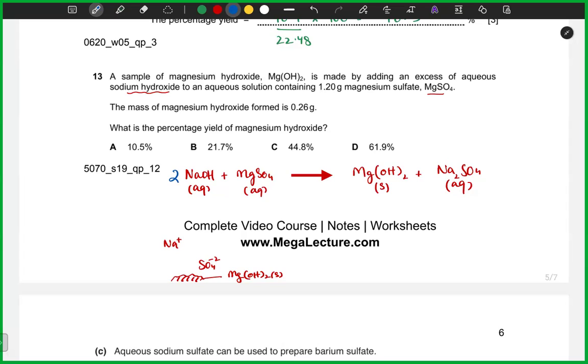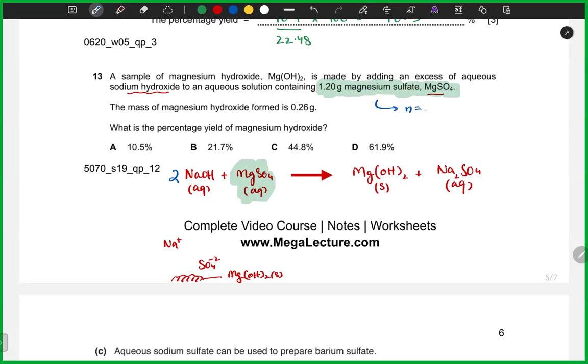Now he's saying a sample of magnesium hydroxide is made by... He gave us in the question the mass of MgSO4. This is the only information that he gave us. So I need to find the moles of MgSO4.